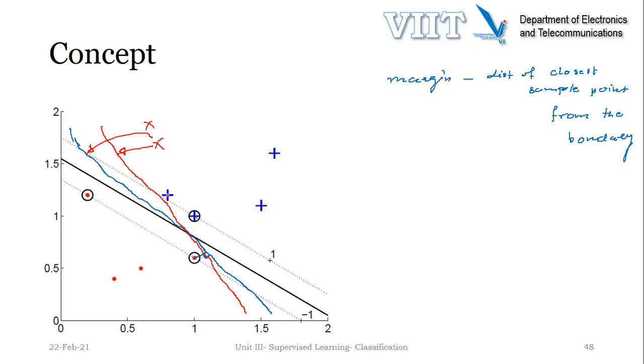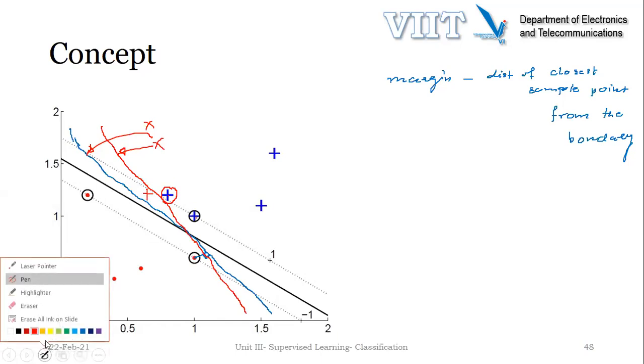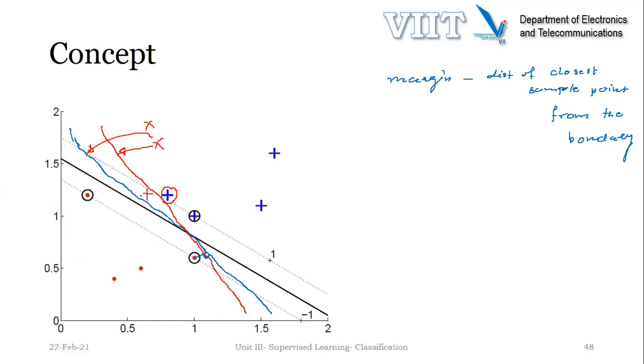So there is a chance that if anything goes wrong in the measurement of this sample, it may lie on the other side of the boundary. So there is a threat of, you can say, misclassification. And that is the reason SVM says that we should maximize the margin as far as possible. So that's the concept of maximizing the margin. I hope you have understood the concept of margin.